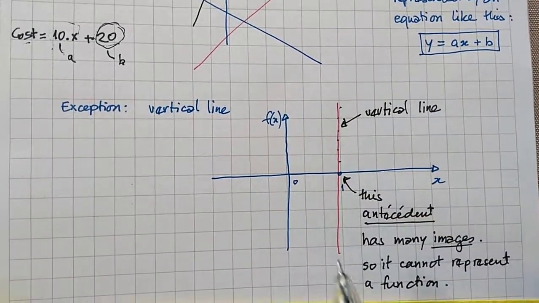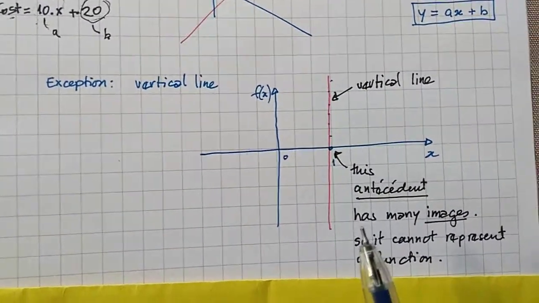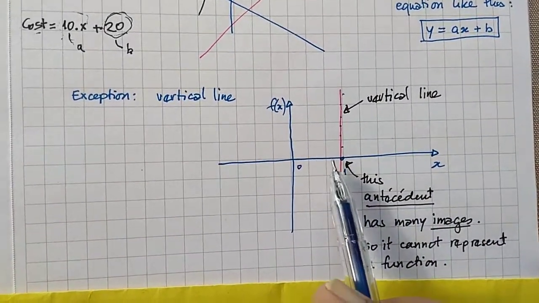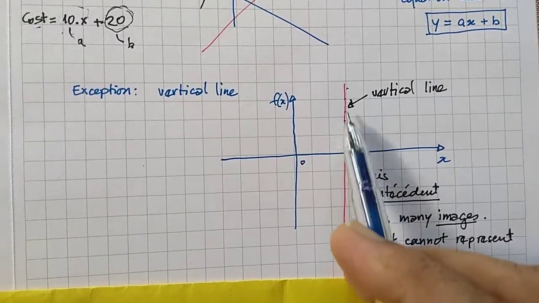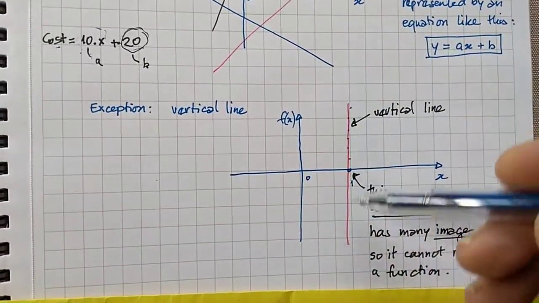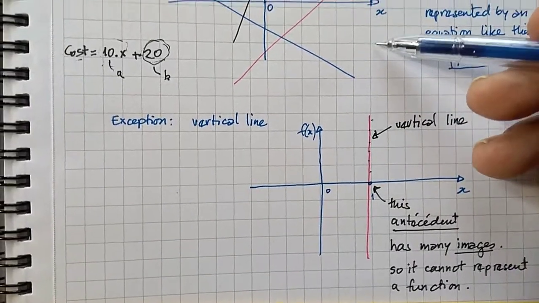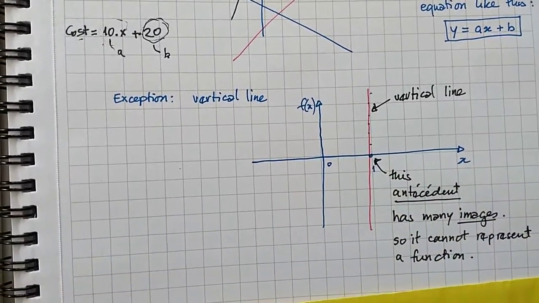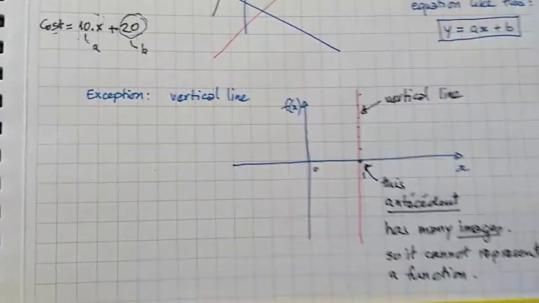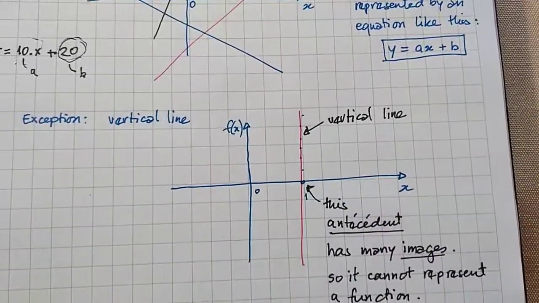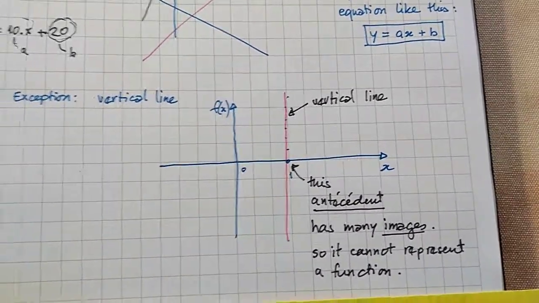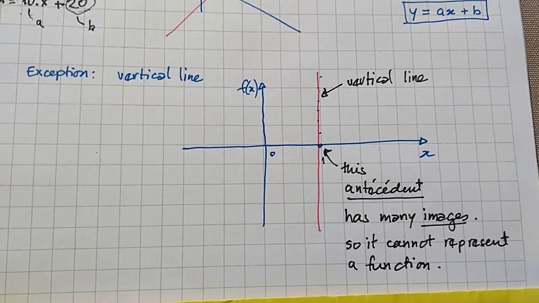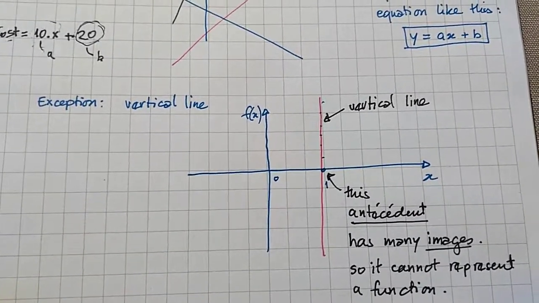So this is a line that cannot be represented by any function, because by definition a function can only have one image for each antecedent, and for this antecedent it has an infinite number of images, both positive going up, as well as negative going down. So this line cannot represent a function. So the reciprocal of that statement is that if you have a vertical line, you cannot use a function to describe it.